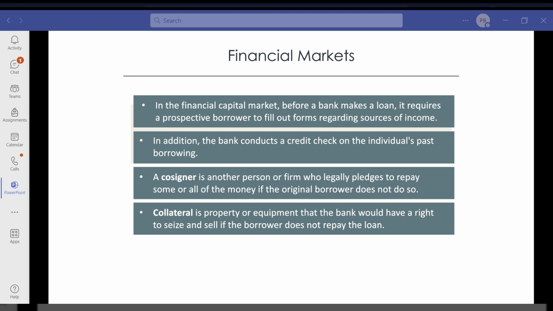Risk management. Financial markets offer a range of instruments and products that allow individuals and businesses to manage various types of financial risk, such as interest rate risk, currency risk, and credit risk. These risk management tools help participants mitigate potential losses and protect their investments.